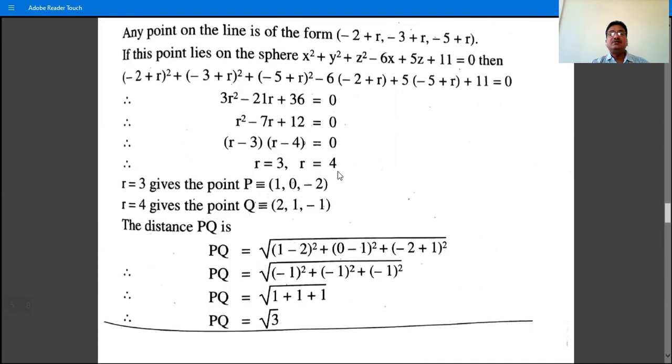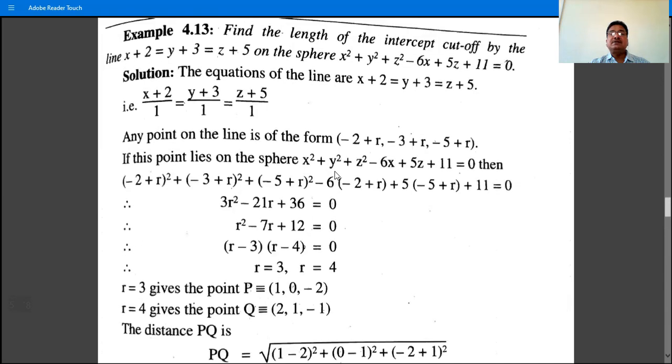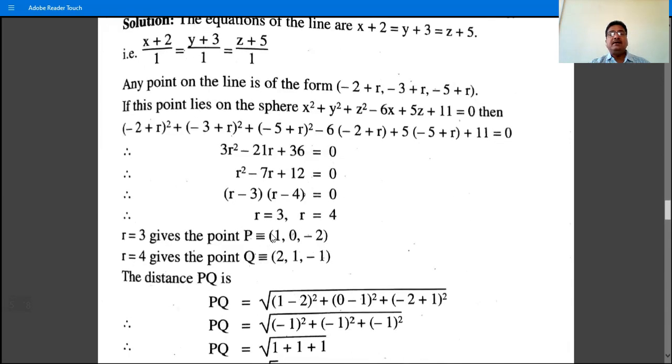We have the two values of r. So the line intersects the sphere in 2 points. And so how can we find the points of intersection? First substitute r is equal to 3 in this formula, the point on the line. So if you substitute r is equal to 3, then minus 2 plus 3 is 1, minus 3 plus 3 is 0, and minus 5 plus 3 becomes minus 2, as the first point of intersection. Then substitute r as 4 to give the second point, suppose Q.